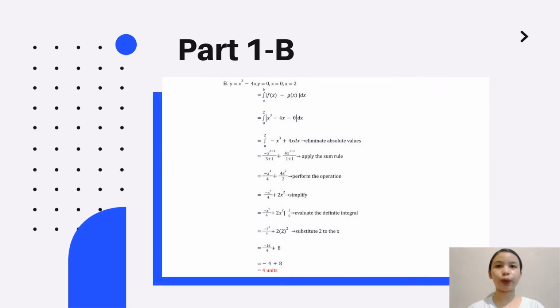In this number, we have a function y is equal to x cubed minus 4x with 0 and 2 as the interval. With this, we can use the formula integral of the absolute value of f(x) minus g(x) dx, then eliminate those absolute values, perform the sum and power rule, then simplify till we get an answer of 4 square units, and this is the visual presentation of the graph.